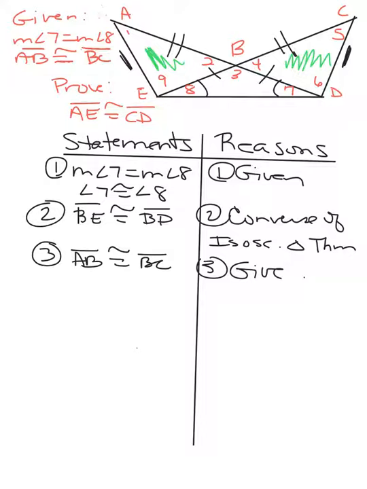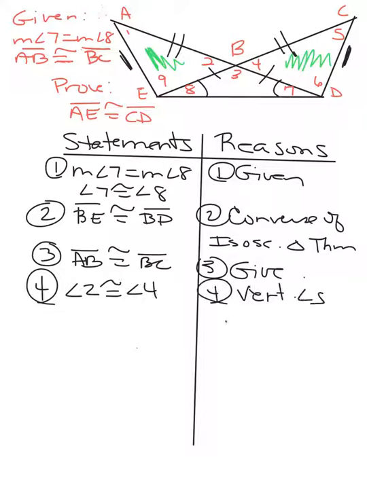So the next step I can have, I have two segments. I need to either come up with a third segment, which I know I'm not going to use because that's what I'm trying to prove, or an angle. And when I look at those two green triangles, I notice that angle 2 is congruent to angle 4, and that is because vertical angles are congruent. So I'm going to mark those angles congruent. 2 is congruent to 4. And then I'm going to go to my next step.